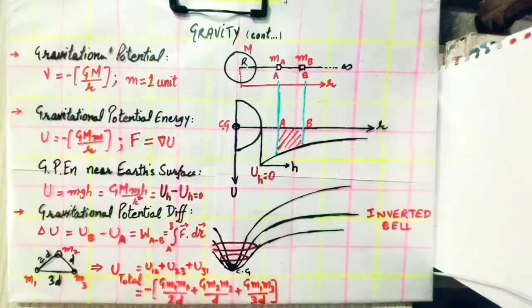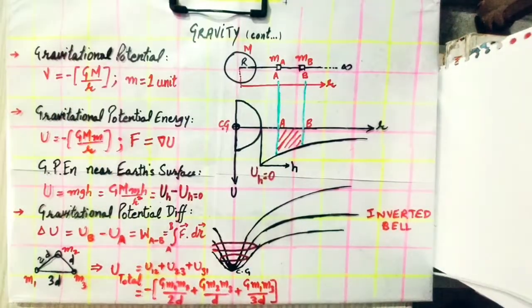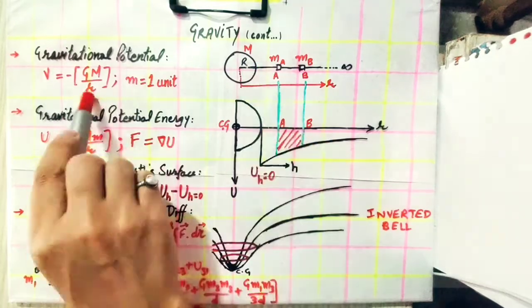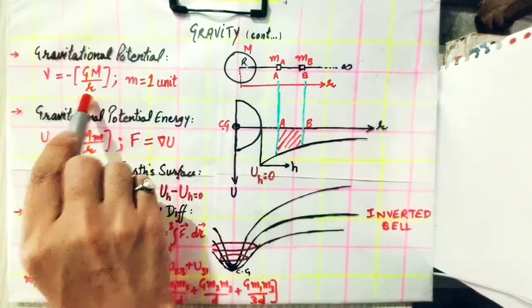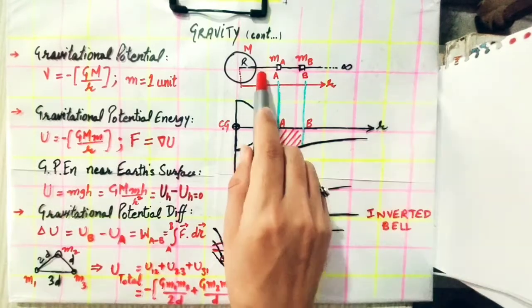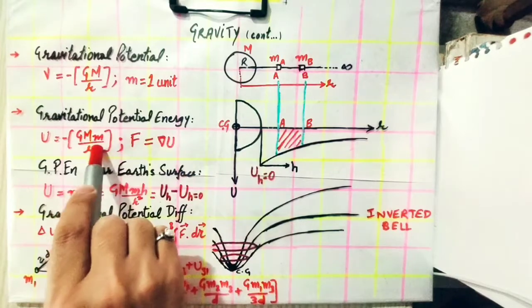So we have this gravitational potential over here, which is defined as the amount of work done on a unit mass when brought from infinity to a point closer to the Earth at a distance r, which is given by minus GM by r. And gravitational potential energy is the amount of work done on a mass m when brought from infinity to a point closer at a distance r. They are both the same, the only difference being unit mass here and an arbitrary mass m here.